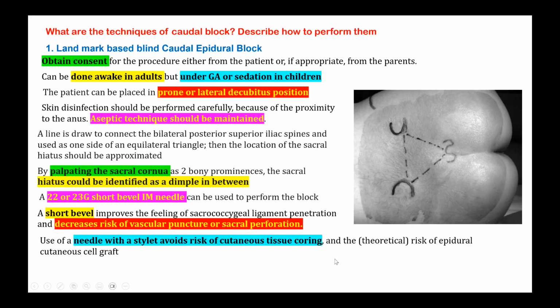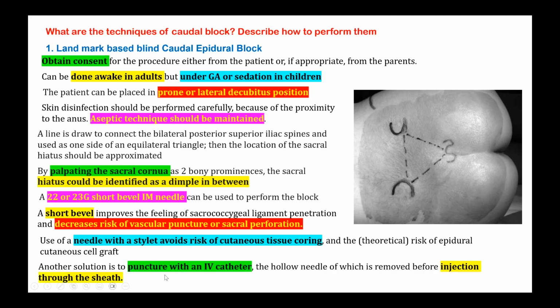So in some centers they use the Venflon cannula. A 22 gauge Venflon is used to puncture, and once you cross the sacrococcygeal membrane, you remove the needle and gently advance the IV cannula itself, so that the needle doesn't get blocked with tissue. So that is another method which is used.